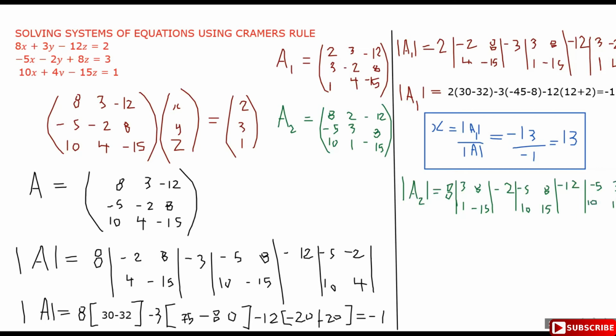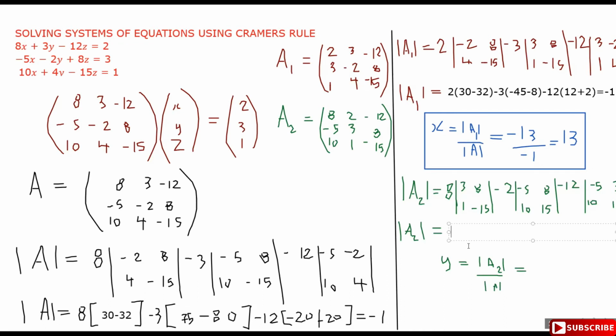So now we work out this determinant, and this will give us the determinant of A2. And as you rightfully guessed, y is just going to be equal to the determinant of A2 over the determinant of A. That will be y. Right, so let's work out the determinant of A2.